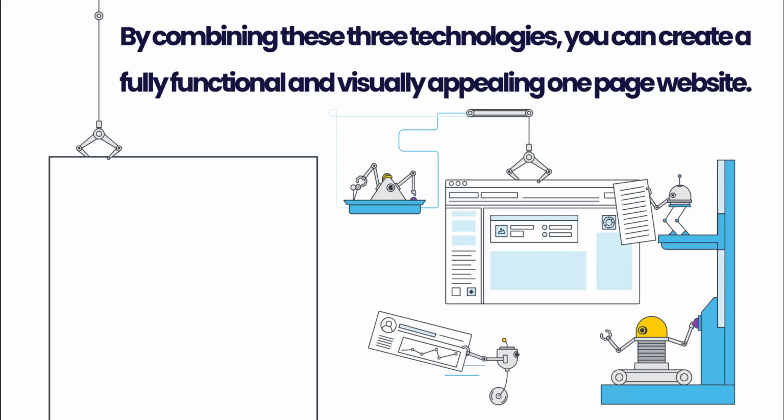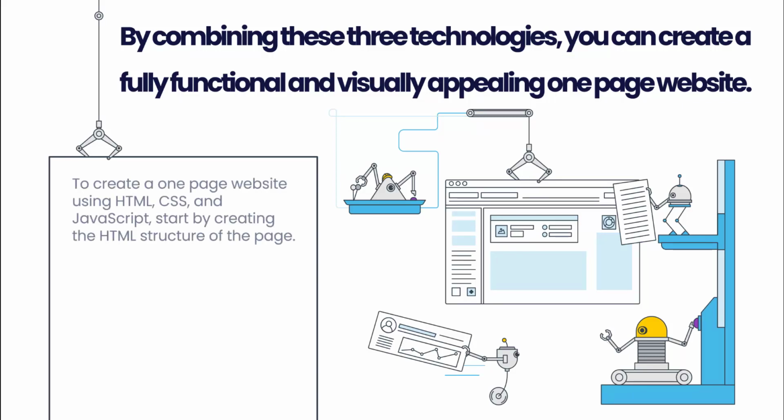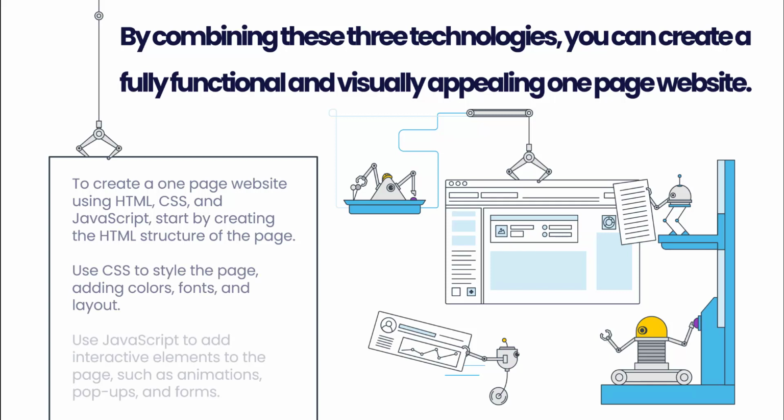So by combining these 3 technologies, you can create a fully functional and visually appealing website. HTML provides the structure, CSS provides all the style, and JavaScript adds the interactivity and the ability to call, send information to an API and return information from the API.